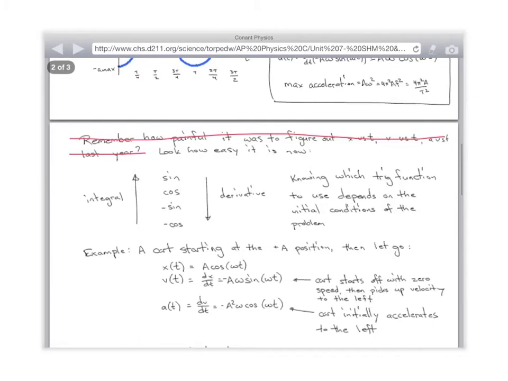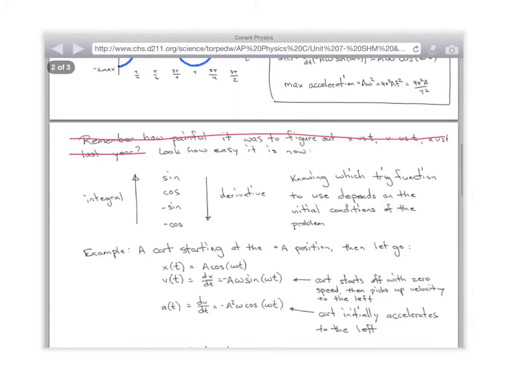You started out at positive A. Position versus time would be cosine. How come? Because you're not starting at 0. Which one, sine or cosine, starts at 1? Cosine. Cosine starts at 1, so position would be cosine.